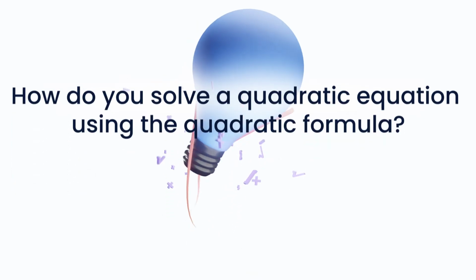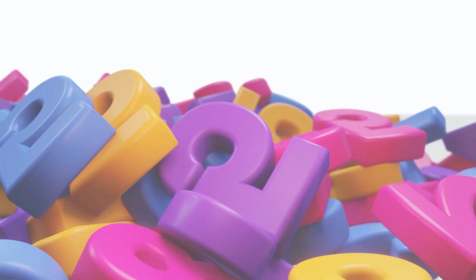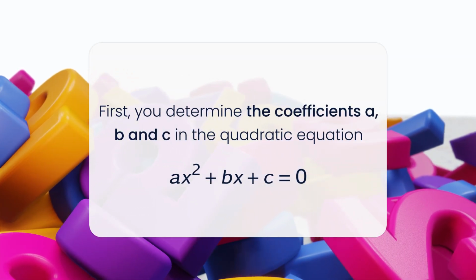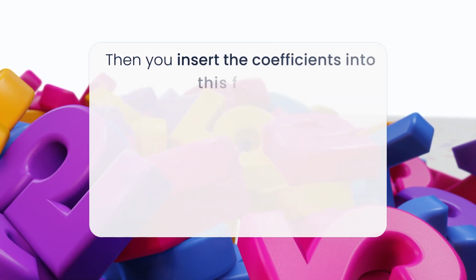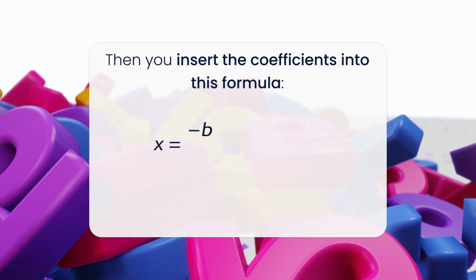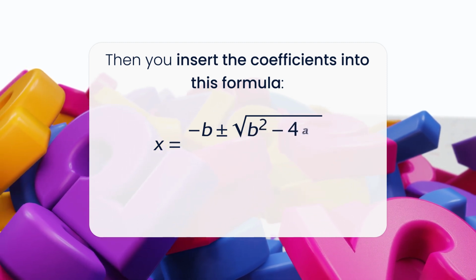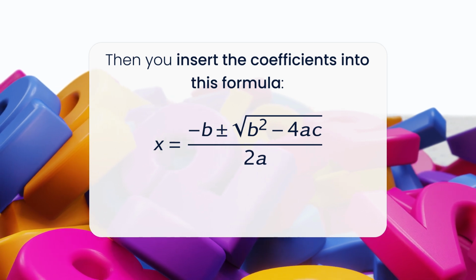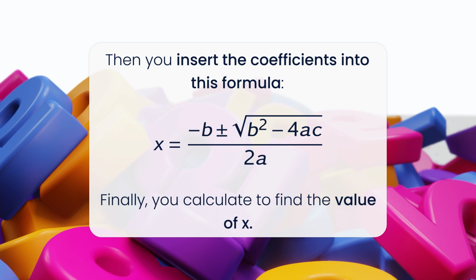How do you solve a quadratic equation using the quadratic formula? First, you determine the coefficients a, b, and c in the quadratic equation. Then you insert the coefficients into this formula. x equals minus b plus or minus the square root of b squared minus 4ac, all of that over 2a. Finally, you calculate to find the value of x.